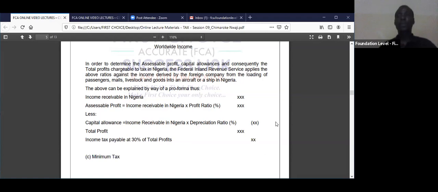Now, after getting your adjusted profit ratio, you will now say that your worldwide global income is 1 million. Now, when you adjust it, you have a global adjusted income of 800,000. For you to get the adjusted profit ratio, it is going to be 800,000 divided by 1 million times 100, which gives you 80%.